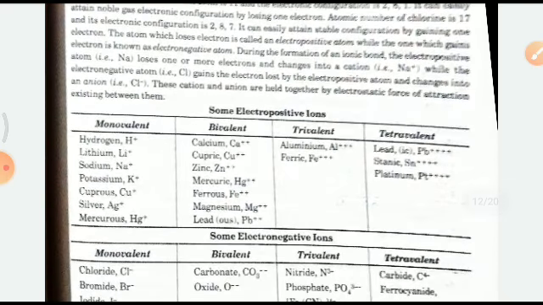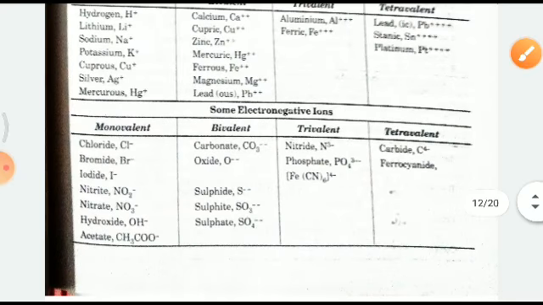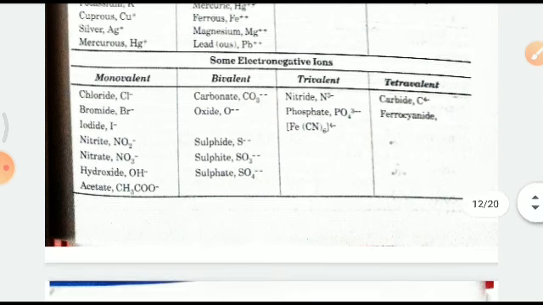Now see here, some electropositive ions are shown in this chart. You can see here in this first list there is hydrogen, lithium, sodium, potassium, cuprous, silver, and mercurous. And the second one, bivalent: calcium, cupric, zinc, mercury, ferrous, magnesium, and lead. Trivalent: aluminium, ferric, and tetravalent: lead, plumbic or stannic, or platinum. Now some electronegative: chloride, bromide, iodide, nitrite, nitrate, hydroxide, acetate, carbonate, oxide, sulfide, and so on. Trivalent: nitride, phosphate, and tetravalent: carbide and ferrocyanide.